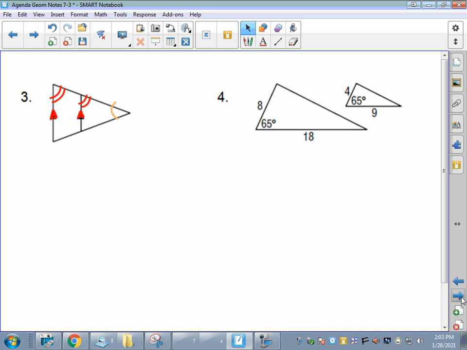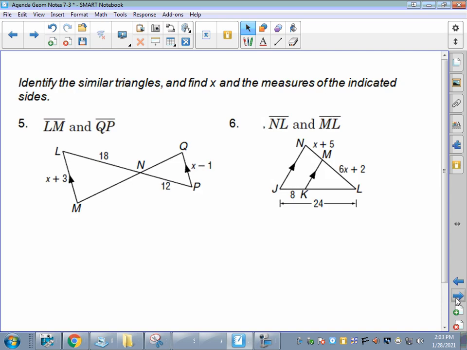Number 4 looks like it's getting ready to be side-angle-side. So I know my angles are congruent. I would have to test out, is 8 over 4 equal to 18 over 9? So corresponding sides. I'm going to guess that's a yes.